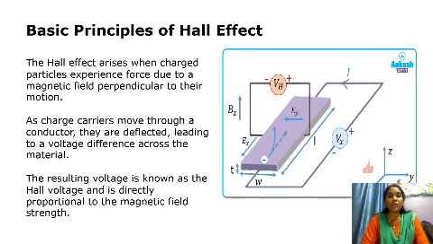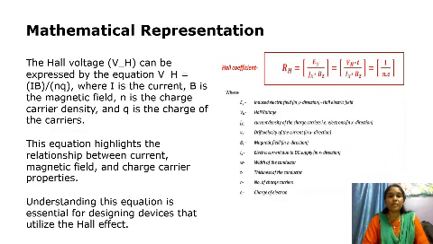Basic principles of Hall effect. The Hall effect arises when charged particles experience force due to a magnetic field perpendicular to their motion. As the charge carriers move through a conductor, they are deflected, leading to a voltage difference across the material. The resulting voltage is known as the Hall voltage and is directly proportional to the magnetic field strength.